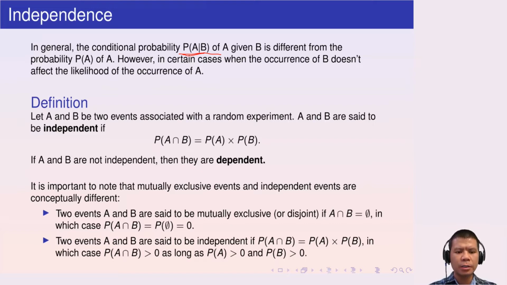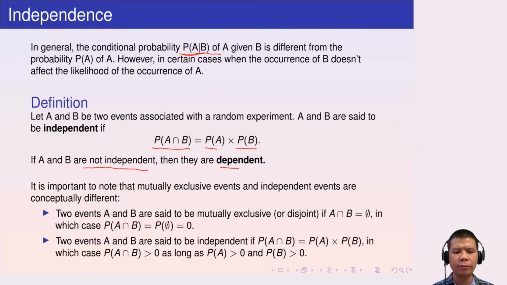So let's consider this definition. Let A and B be two events associated with a random experiment. A and B are said to be independent if the probability of the intersection equals the product of their probabilities. This is the definition of independence. If the probability of the intersection equals the product of the corresponding probabilities, then they are independent. Otherwise, if they're not independent, we say they are dependent. This is the definition of independent events and dependent events.